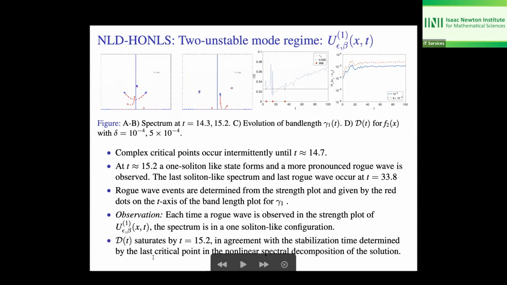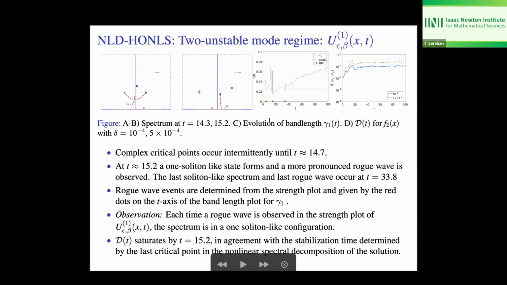And so the complex critical points occur intermittently throughout the evolution of the spectrum until T is about 14.7, and you have here one of the last critical points that are formed at T equals 14.3. And so at T about 15.2, a one soliton-like state again forms and a more pronounced rogue wave is observed. And so the last soliton-like spectrum and last rogue wave occur at T equal 33.8.